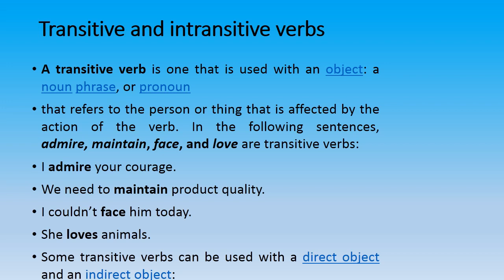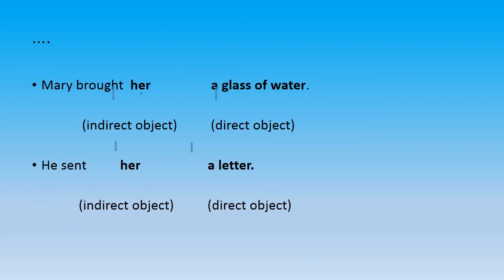Some transitive verbs can be used with a direct object and an indirect object as well. How these are used with the direct object and indirect object, let's see with examples. For example, Mary brought her a glass of water. Here her is used as an indirect object and a glass of water is used as a direct object. He sent her a letter. Here her is an indirect object and a letter is a direct object.